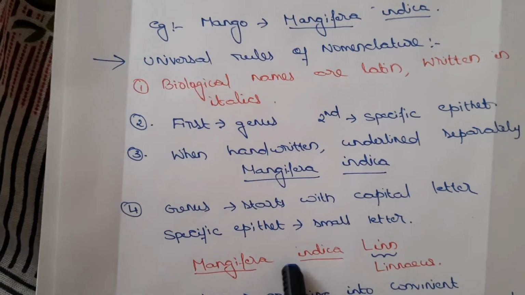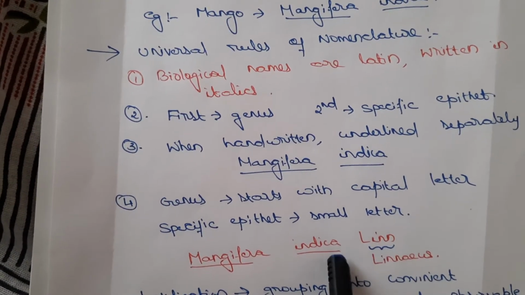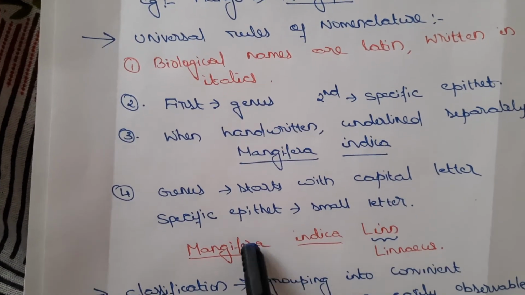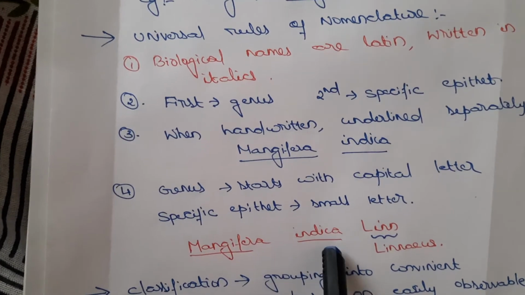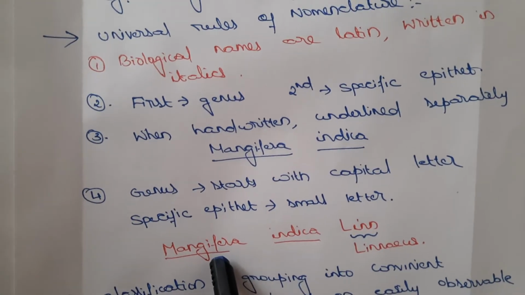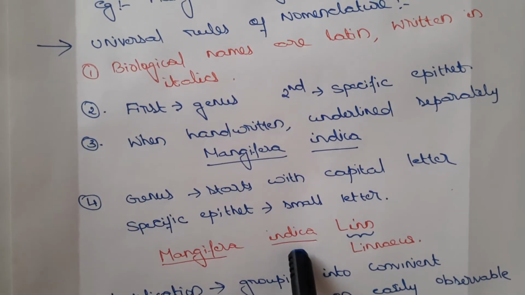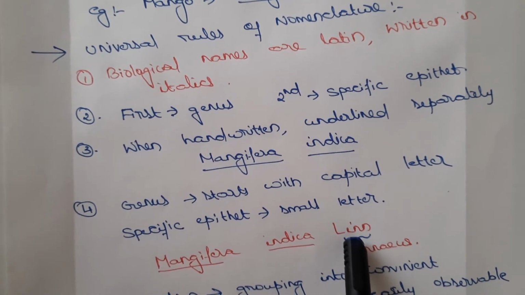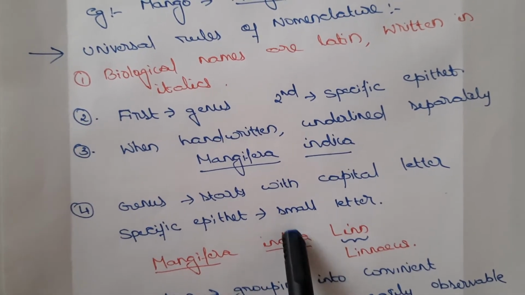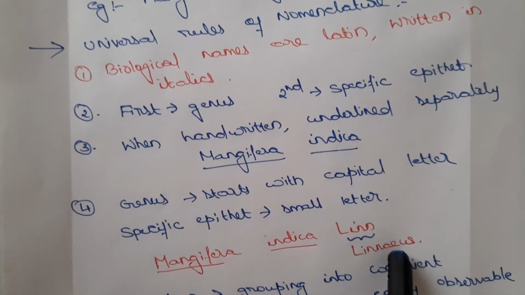Now, we can also put the name of the author at the end of the scientific name. For example, Mangifera indica Linn. This is the scientific name for mango, where Mangifera is the genus name, indica is the specific epithet, and Linn is the name of the author who identified this species. So Linn stands for Linnaeus.